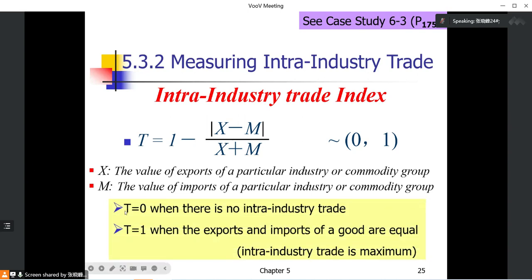When T equals 0, there is no intra-industry trade. When T equals 1, the exports and imports of a good are equal, and intra-industry trade is at its maximum. That is the intra-industry index.